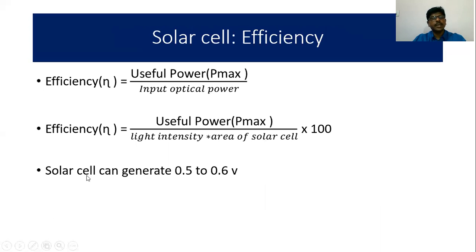As we already discussed, a solar cell can generate about 0.5 to 0.6 volt. So essentially a solar cell is a device that can convert light energy into electrical energy.